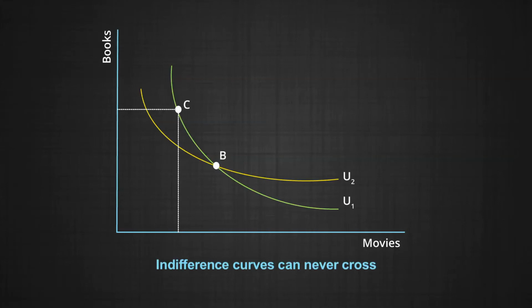Similarly, since point A and B both lie on the indifference curve U2, the consumer must be indifferent between them as well. Now, this implies that the consumer must be indifferent between A and C as well.